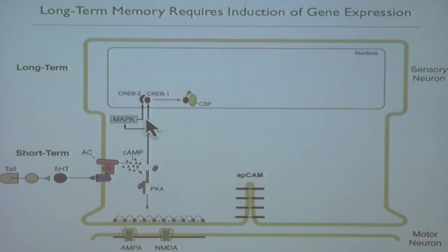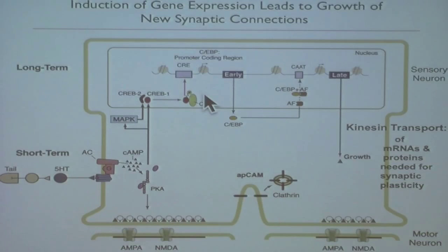The catalytic subunit of the cyclic AMP-dependent protein kinase moves into the nucleus, as Roger Tsien and we were able to show in collaboration. In so doing, it recruits a MAP kinase. The MAP kinase removes an inhibitory constraint called CREB2 that allows the PKA to activate CREB1, transcriptional activator. It recruits the CREB binding protein and initiates a cascade of gene activation, leading to the turning on of late genes that give rise to the growth of new synaptic connections. An important kinesin transport system carries both messenger RNAs and proteins needed for synaptic plasticity down to the synapse.